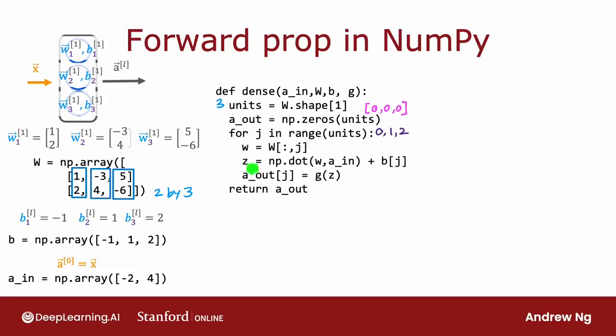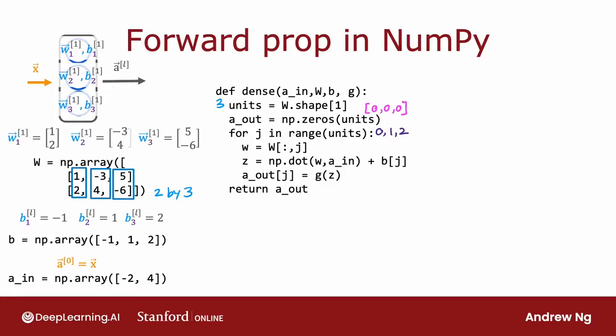And then you compute z using the usual formula as a dot product between that parameter w and the activation that you had received, plus b[j], and then you compute the activation, a[j] equals g, the sigmoid function applied to z. So 3 times through this loop, and you computed the values for all 3 values of this vector of activations a, and then finally you return a. So what the dense function does is it inputs the activations from the previous layer, and given the parameters for the current layer, it returns the activations for the next layer.